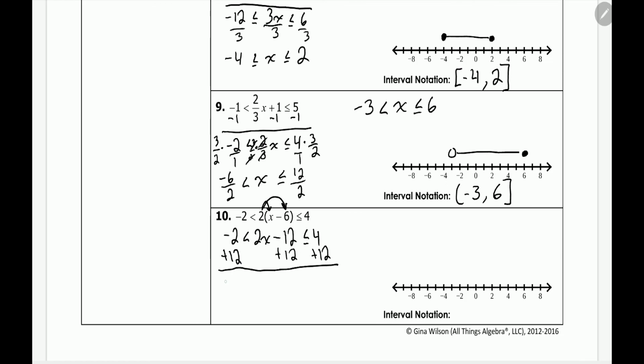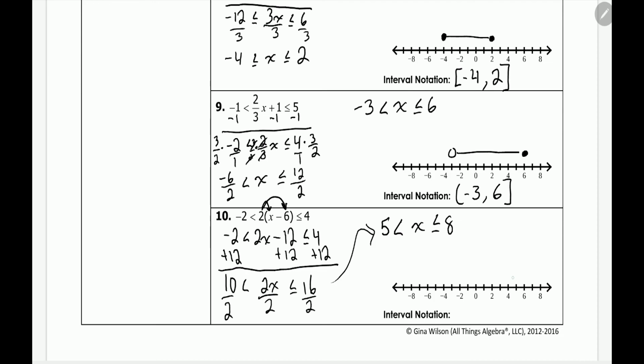We have 10 is less than 2x is less than or equal to 4 plus 12, which is 16. Divide everything by 2. We have 5 is less than x is less than or equal to 8.